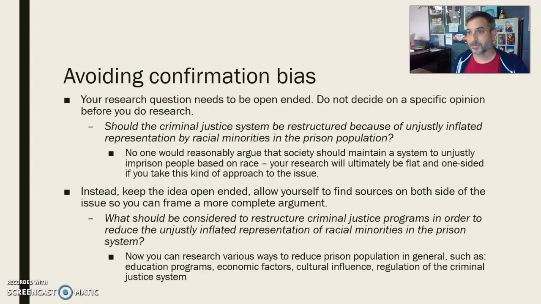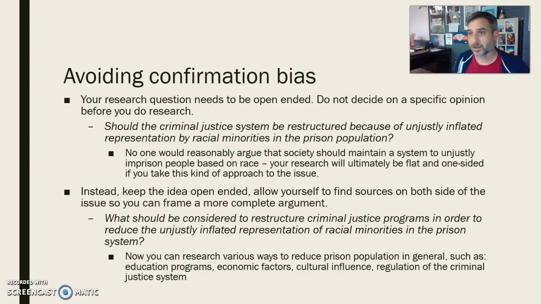Now you're looking at problems to fix, and the prison population as a whole, potentially, because the programs that you've put in place to help minorities stay out of prison could also help anybody else stay out of prison too. Now you're looking at the prison population as a whole, and at what should be considered to reduce it. And so you can go and find various ways. It's called recidivism in the prison population, the rate at which people return to prison after their first sentence.